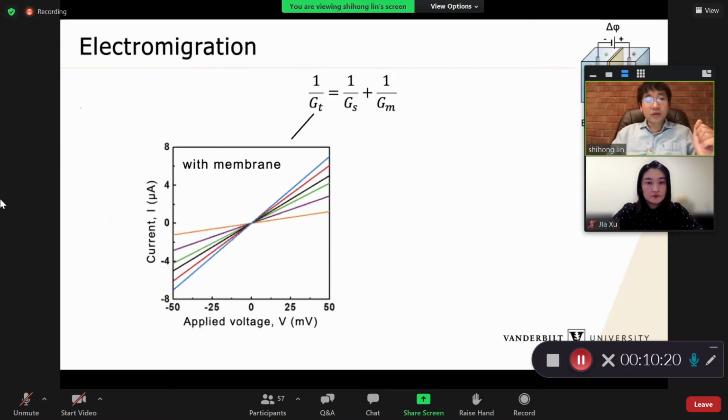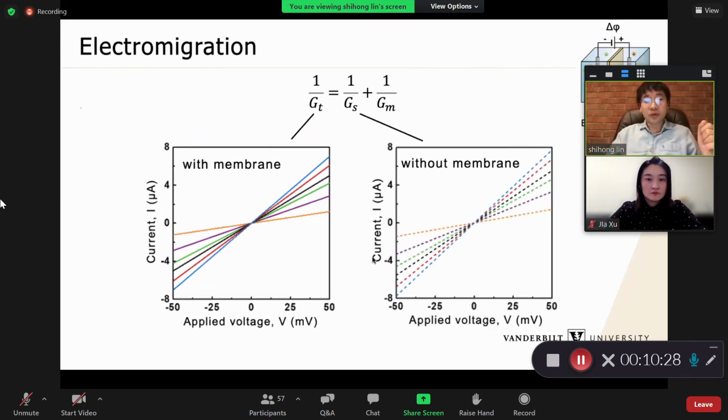When you do this electromigration measurement, what you're really measuring is the total resistance. So what you want to do is a reference measurement, or the measurement of the blank conductance by removing the membrane, and then subtract that resistance from the total resistance to get the resistance of the membrane.